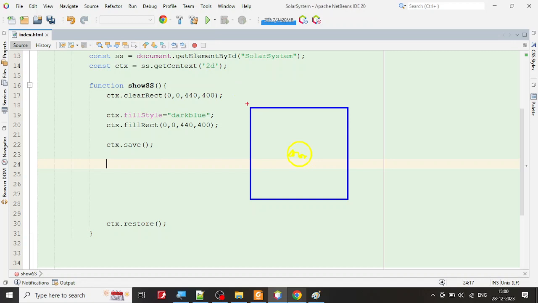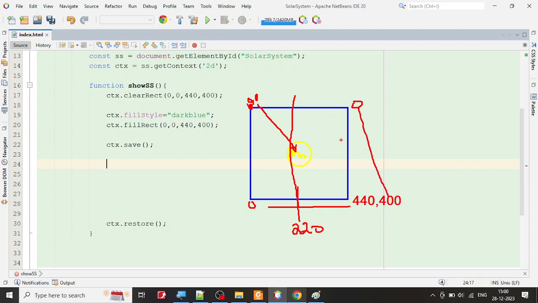My current location is this. I'm here, at 0, 0. First of all, I have to go to the middle of this whole thing. This rectangular region is 0, 0 to 440, 400. From here to here, 0 to 440, the middle of this is 220. So this is roughly the middle location. From here to here it is 0 to 400, so the middle of this is 200.